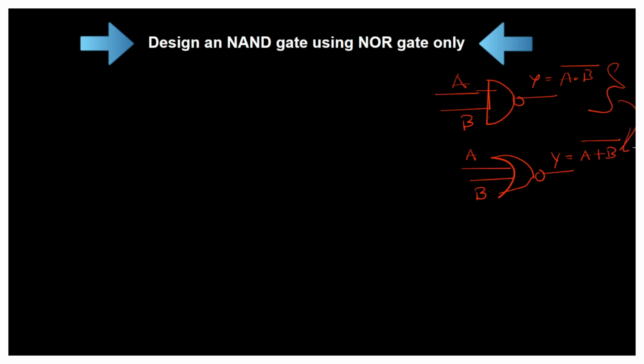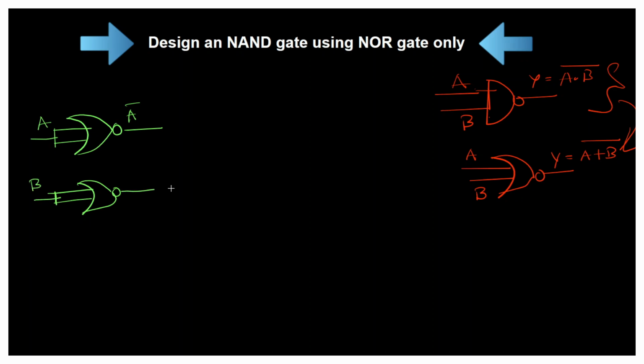So let's see how. First take a NOR gate like this, connect these two inputs. So if you apply A here, it will give you A complement. Similarly, take another NOR, connect these two inputs here, so it will give you B complement here.